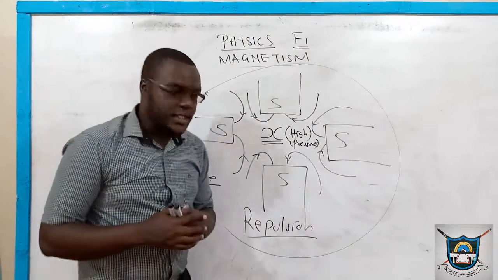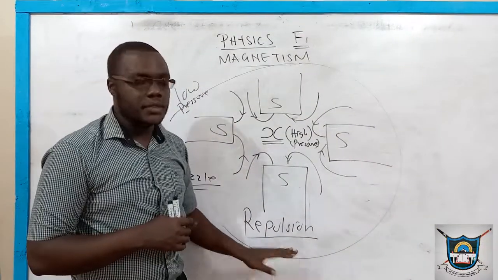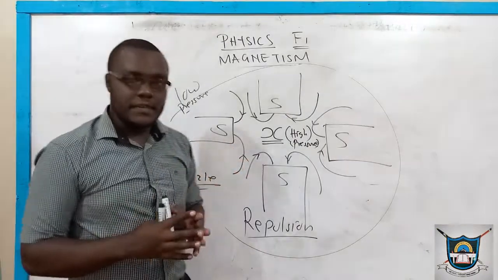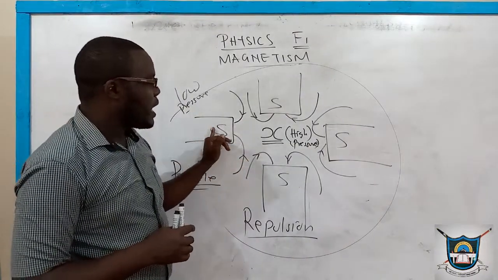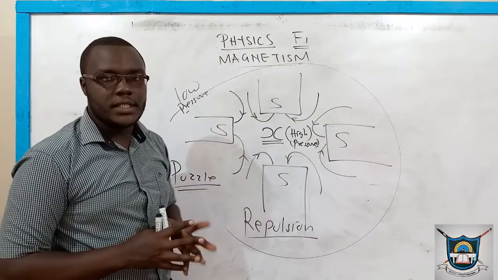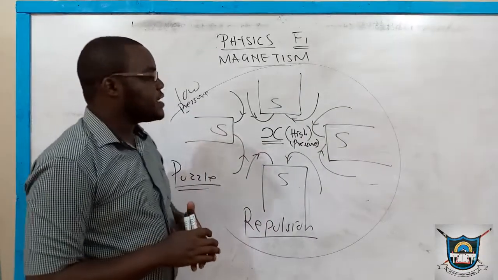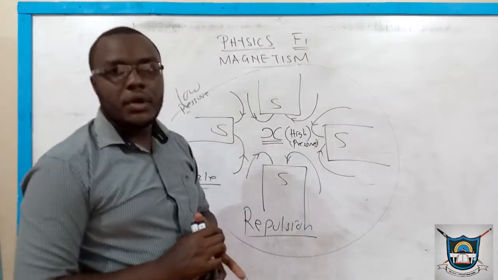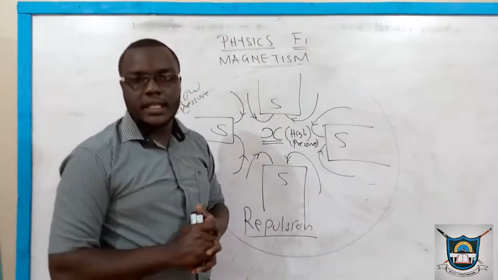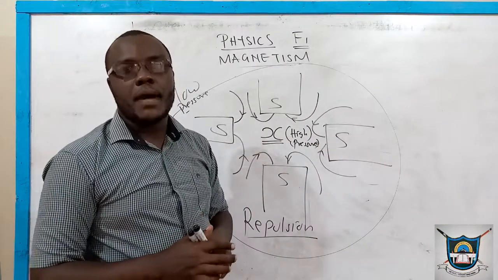Therefore, today we have learned how repulsion comes about and the magnetic field patterns of like poles that are placed together. That is the end of our topic on magnetic field pattern under the topic of magnetism.